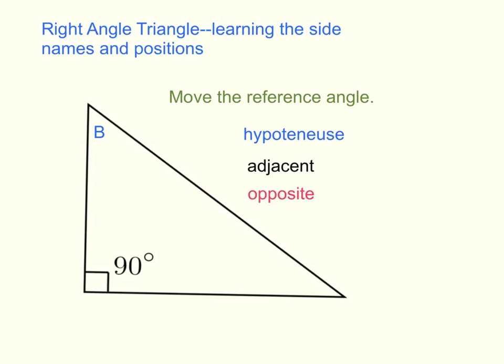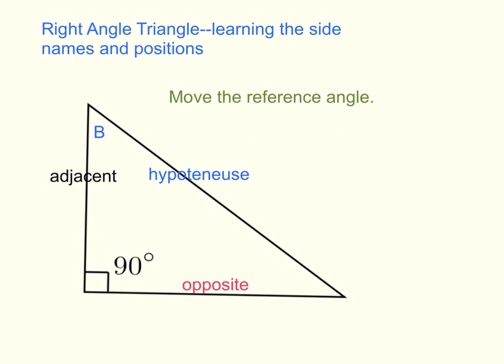Now, let's have a look at a second triangle. Notice that we've moved the reference angle from the bottom right to the top left corner, and I've called this reference angle B. Now, what happens when we label the sides from a reference point? Remember, hypotenuse is always the longest side. If you're standing at B and you throw a ball, where does the ball go? Well, it goes straight across to the opposite. And which side is beside the angle?